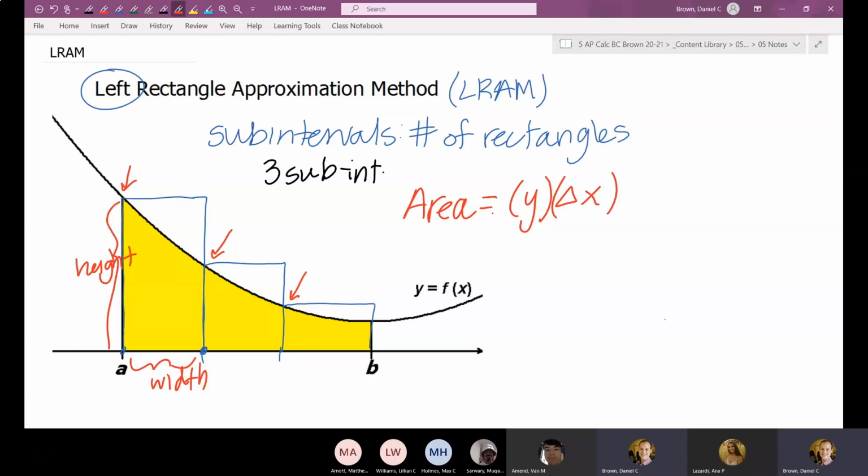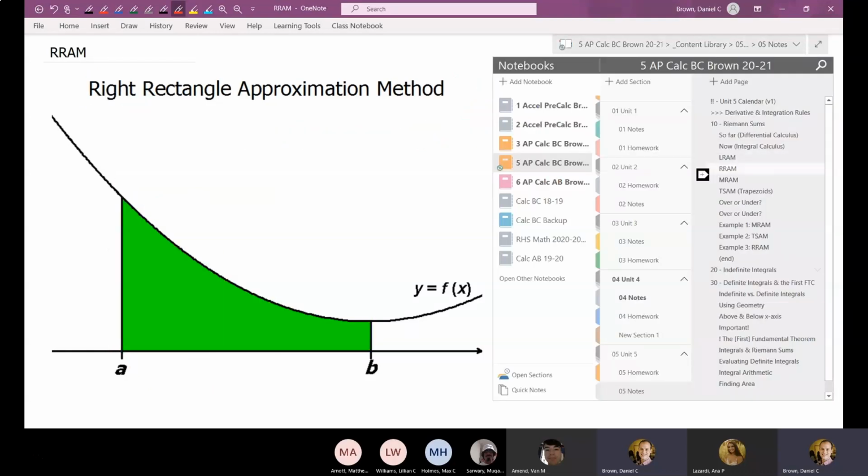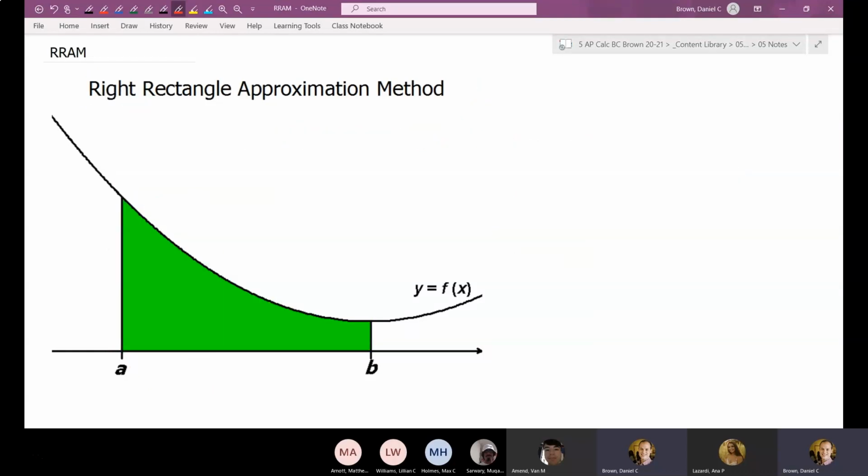So that's the left-hand approximation method, or LRAM. We can also look at RRAM. RRAM is going to be done the same way. They will tell you how many subintervals to use, but instead of measuring from the left-hand endpoint, you will be measuring from the right-hand endpoint. I'm going to go ahead and just do 3 subintervals just to be consistent. Again, you might have a problem that tells you to use 4 subintervals or 2 subintervals. That just tells you the number of rectangles you're drawing. I'm using 3 again just for the sake of notes.